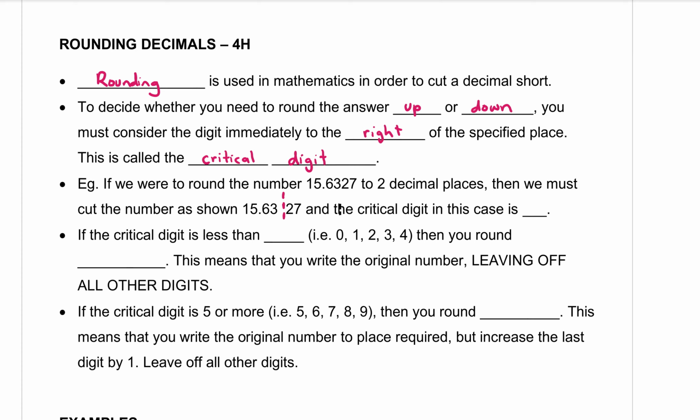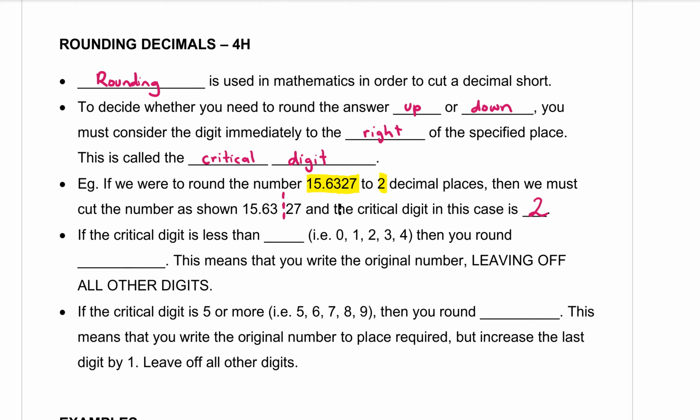So for example, if we wanted to round the number 15.6327 to 2 decimal places, then we must cut the number as shown here, and I've drawn a dotted line here. 15.63, we want those 2 decimal places. So I'm going to draw a line there saying that I need to cut off the 2 and the 7. The critical digit in this case is going to be the 2 because it is always the number that is just to the right of the line that we draw.